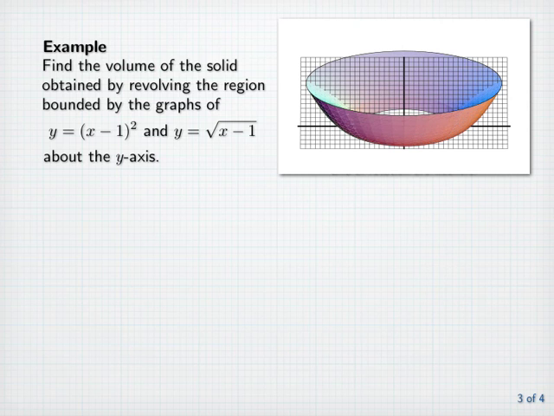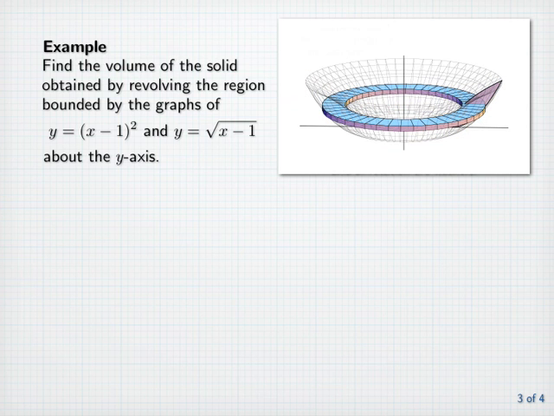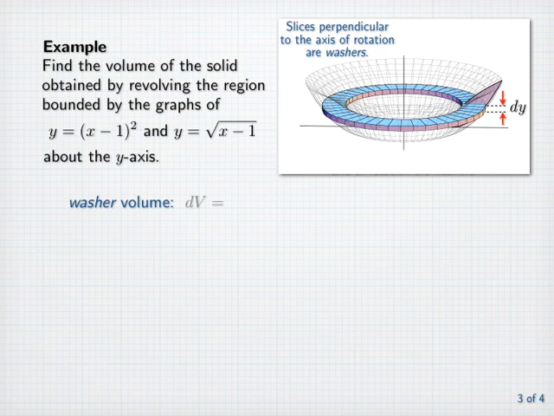This solid differs somewhat from those in the previous examples in that slices perpendicular to the axis of rotation are not disks, but rather disks with holes, which we refer to as washers. So let's consider a typical washer at height y with thickness dy. Its volume dV will be pi times the outer radius capital R squared dy minus the volume of the hole, which is pi times the inner radius little r squared dy. Notice that this can be factored and written as pi times (capital R squared minus little r squared) dy. Note that this is the difference of the squares of the radii, not the square of the difference.